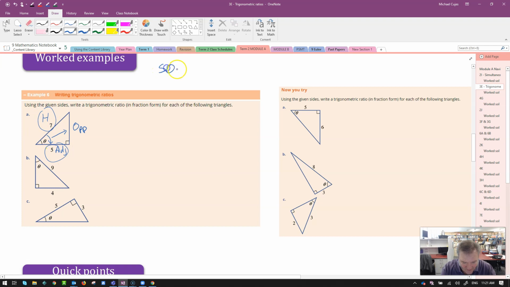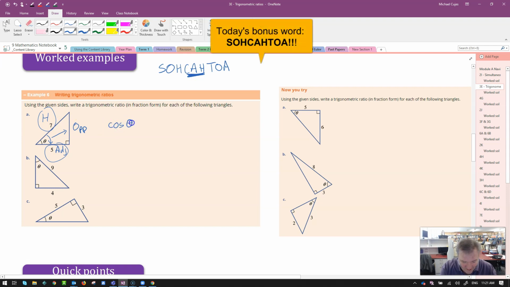And I ask myself, SOHCAHTOA: adjacent and hypotenuse. That's opposite and hypotenuse. Here it is, adjacent and hypotenuse. Cosine has the adjacent and hypotenuse. So it's going to be the cosine ratio that I need for this one. So I'm going to write the cosine of theta is equal to the adjacent side, 5, divided by the hypotenuse, which is 7. And that's all there is to these ones.